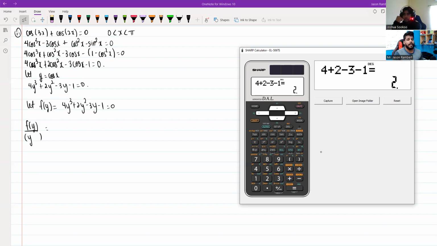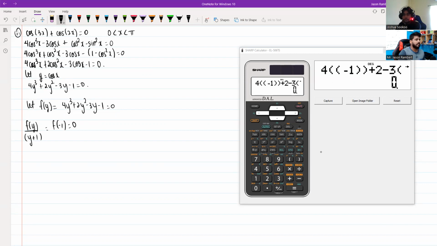I'll try y is equal to minus 1. I get 4 into minus 1 cubed. Minus 1 cubed is minus 1. Plus 2 by minus 1 squared is 1. Minus 3 into minus 1, minus 1. I get 0. So it's very, very safe for me to say that f of minus 1 is equal to 0. And when I get minus 1, this is supposed to be y plus 1.